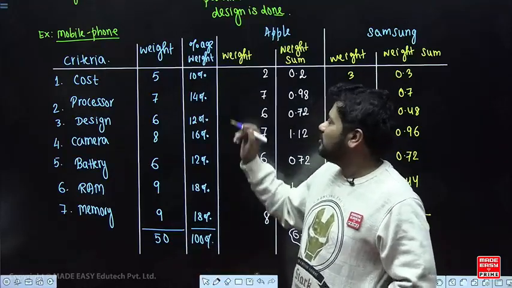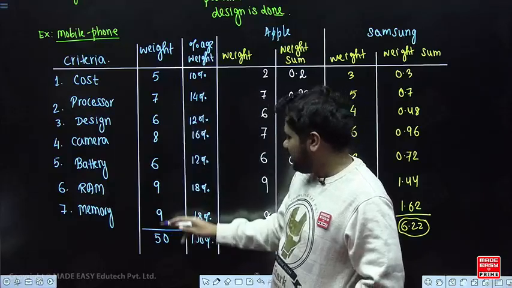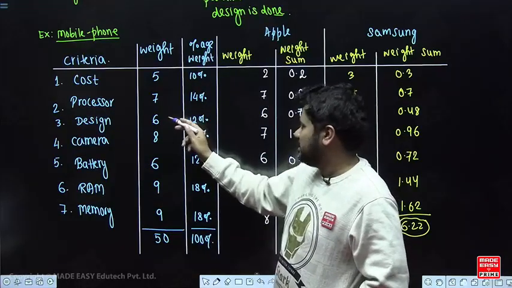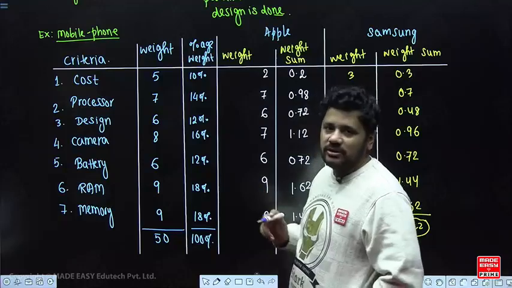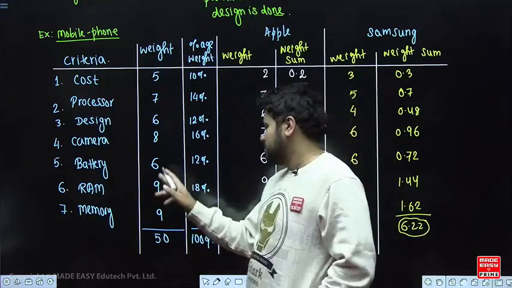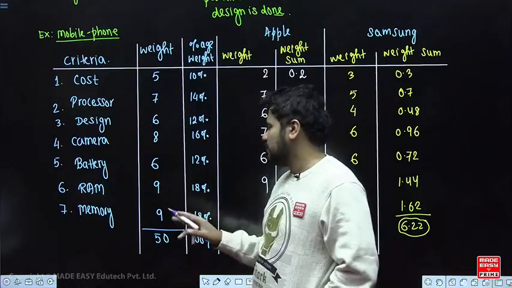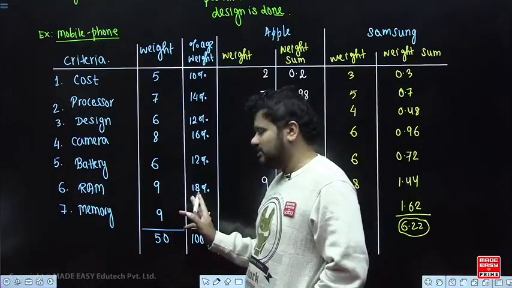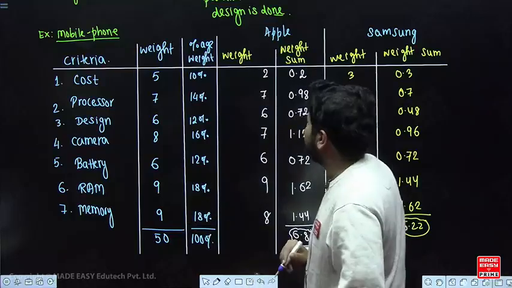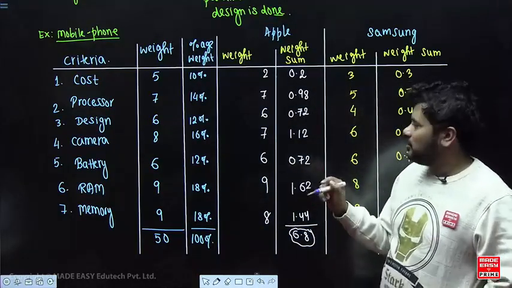Now you have to change it into weight percent. How? 5 divided by 50, it is 10%. 7 divided by 50 is 14%. 6 divided by 50 is your 12%, or you can say 8 amongst 50 is your 16%. 6 from 50, it's 12%, because 6 upon 50 into 100 is how much? 12%. 9 upon 50 into 100 is how much? 18%, and so on.